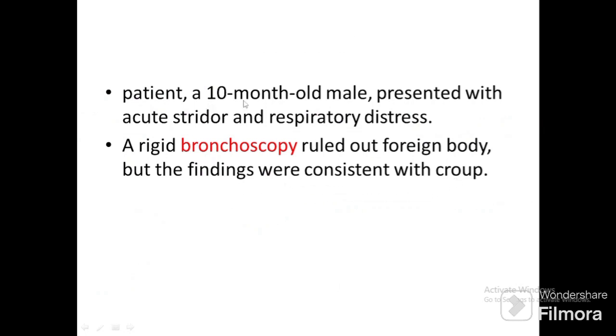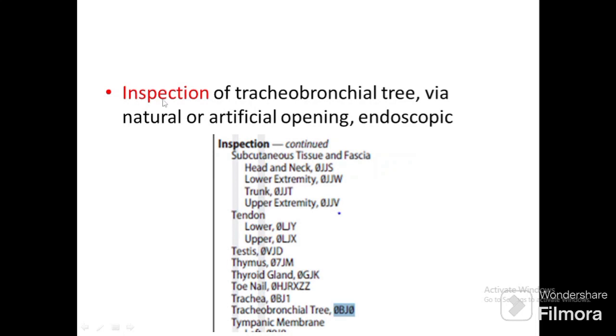Another example: a 10-month-old male presented with acute stridor and respiratory distress. A rigid bronchoscopy ruled out foreign body, but the findings were consistent with croup. So in croup we see acute stridor and respiratory distress. The inspection procedure is bronchoscopy, so the root operation will be inspection, and we should search for the term tracheobronchial tree. The important point to remember is that sometimes you need to remember separate entries within the index, as it will make it easy to find the code. Only if you know that there is a separate entry called tracheobronchial tree can you code this. So under inspection, tracheobronchial tree, the table will be 0BJ. Body part will be tracheobronchial tree, with open approach, no device and no qualifier.